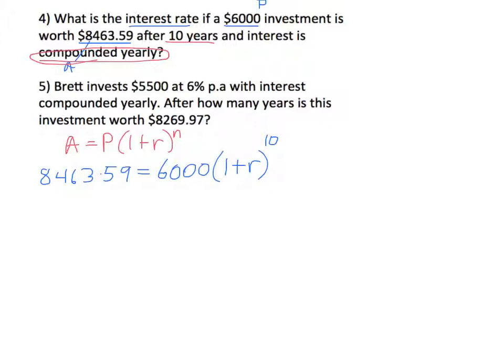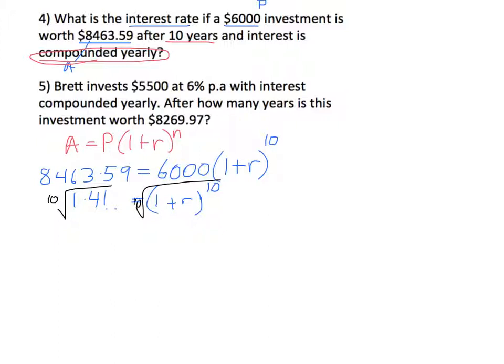And then we'll get 1.41, and some other digits there, which we will keep in our calculator memory for now. So 1.41 is equal to 1 plus R to the power of 10. Now, remember when you have something squared, the opposite of that is the square root. When you've got something cubed, the opposite is the cube root. So when we've got something to the power of 10, the opposite is the 10th root. So we're going to do the 10th root of both sides of this equation.